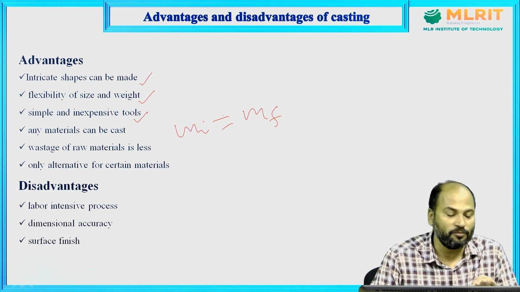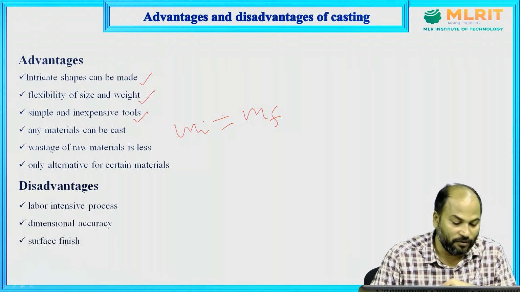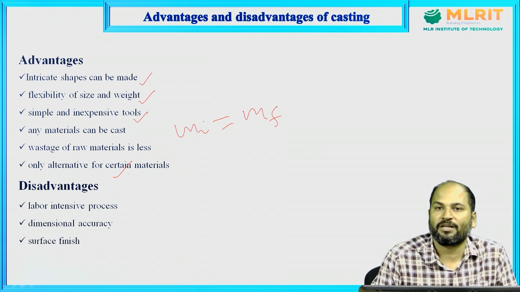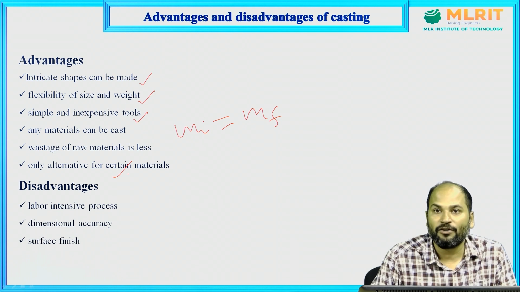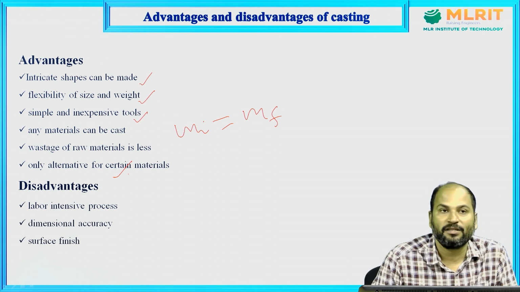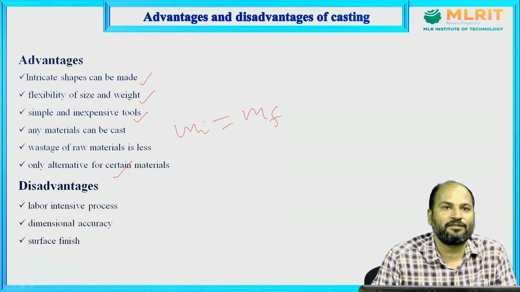So wastage is almost zero in this process, and probably the most important advantage of this process is that it is the only alternative for certain materials. What is the meaning of certain materials? Some materials, for example tungsten carbide, are very hard and very difficult to process by other processes. But this is not the case with casting. If we have to cast tungsten carbide, we just have to reach its melting temperature in a furnace.